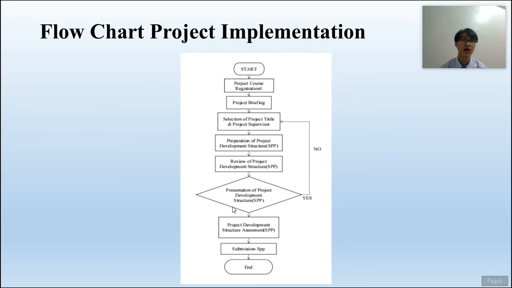The first is a flowchart of project information. The first one is register the project cost, and then do the project briefing. This is a very important part. After the project briefing, we want to do the selection of the project title, and then we can do the SPP. SPP is the project development structure, and then we can review.